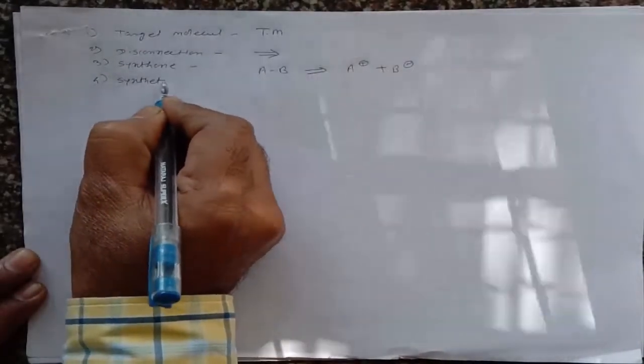Then we also discussed synthetic equivalence. What is synthetic equivalence? Synthetic equivalents are the reagents carrying out the function of a synthon. Synthons are very unstable and cannot be directly used in the reaction, and therefore instead of a synthon we take a synthetic equivalent for the synthesis of the target molecule.